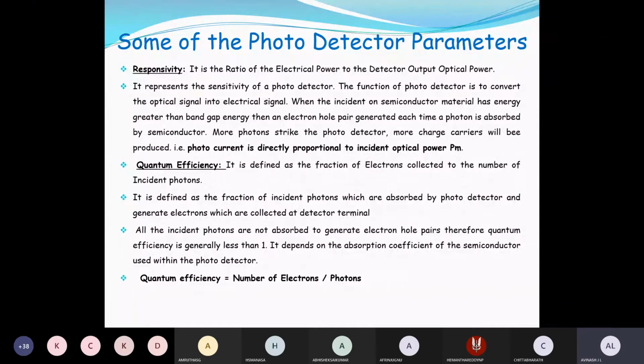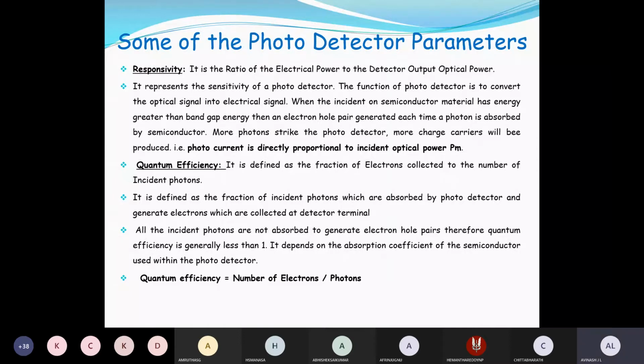See, when the photon needs to be converted into electrons, it has to be absorbed by the semiconductor. If the semiconductor is good and efficient, then the generation of electrons will also be good. If the absorption coefficient of a semiconductor is low, then however many photons you incident, that much generation will not happen. That is exactly the problem. So quantum efficiency equals the number of electrons divided by the number of photons. That is exactly the meaning.